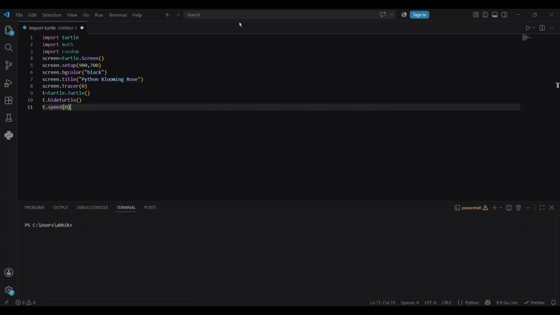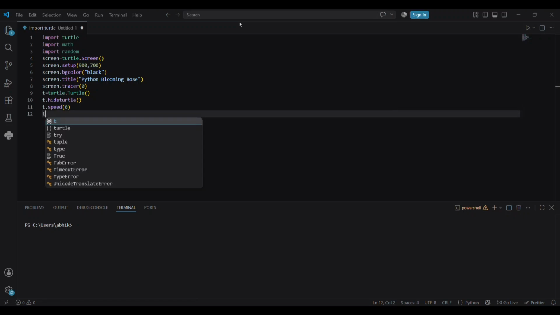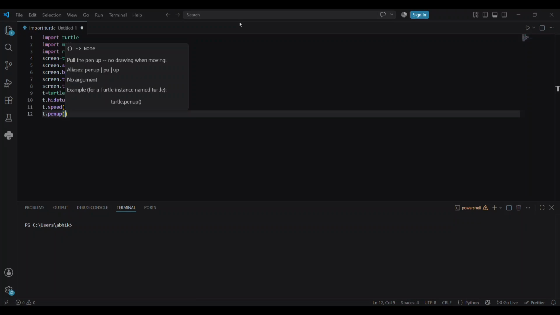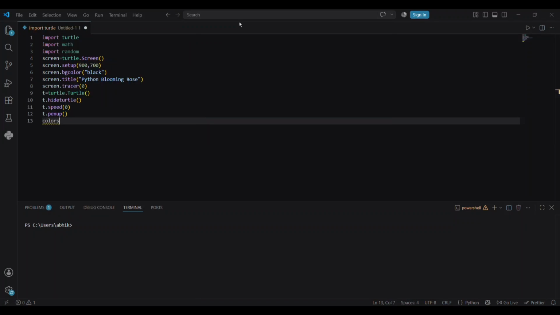This next line is the actual rose equation. r gives us the distance from center at this angle using sine of 5 times theta, and that 5 is what gives us 5 petals. Change that number, and the whole shape changes.